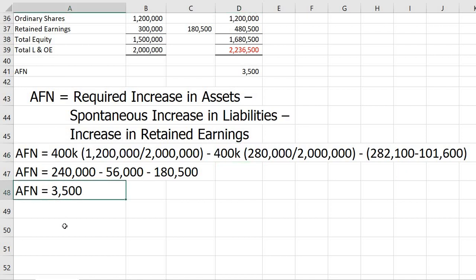If you have questions, feel free to ask me during the discussion. This is all I will discuss for now, and then I'll give another video in relation to the preparation of pro forma or projected financial statements, considering financing feedback. That will be all for now.